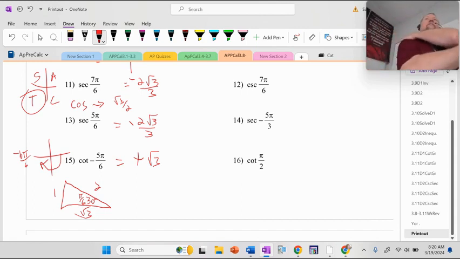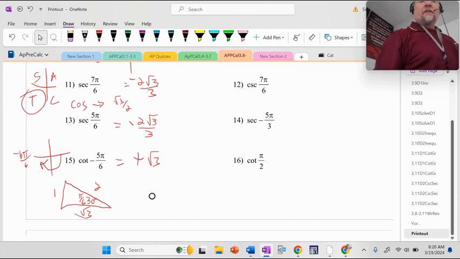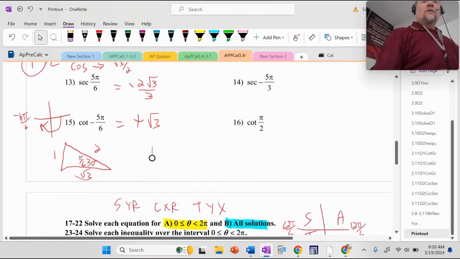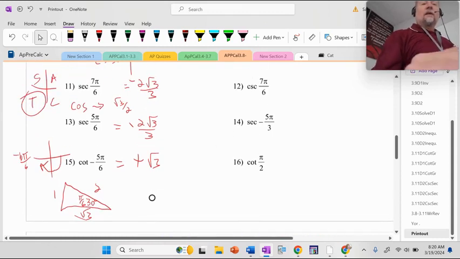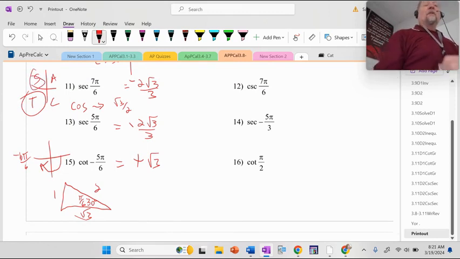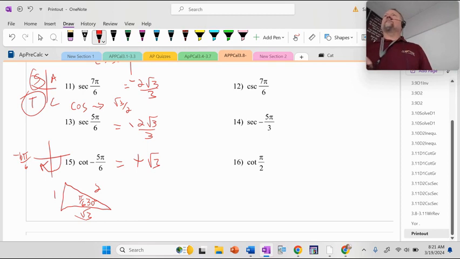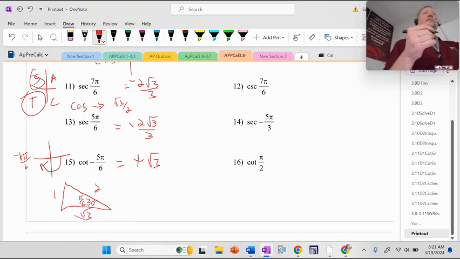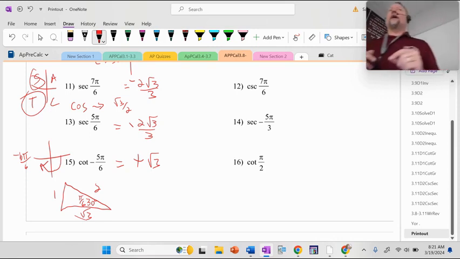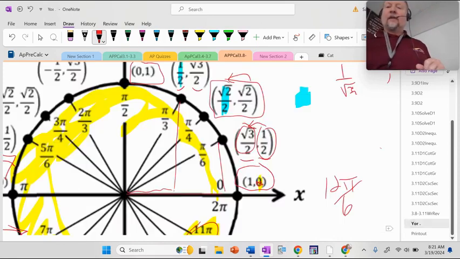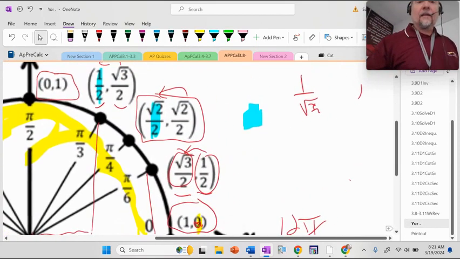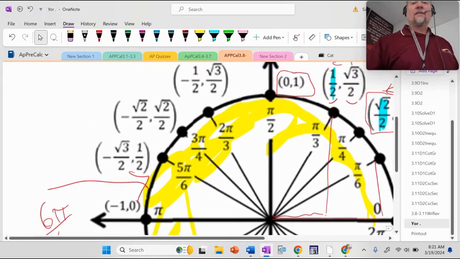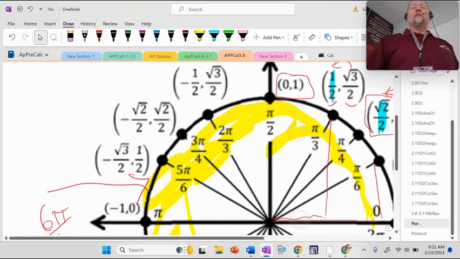5 pi over 6 is still in quadrant 2. So cosine always deals with x and r. I lost my pen. Technology. All right. So x is negative and r is positive. So cosine is x over r. So there's 2 reasons. One, ASTC if you play that game, or number 2, x over r. X is negative in quadrant 2. Again, looking at this is why you learn these, and then it's just symmetry, but the x's are negative, so you can see the negative x's, which are cosine. But then secant is the flip of that, so it's still negative.